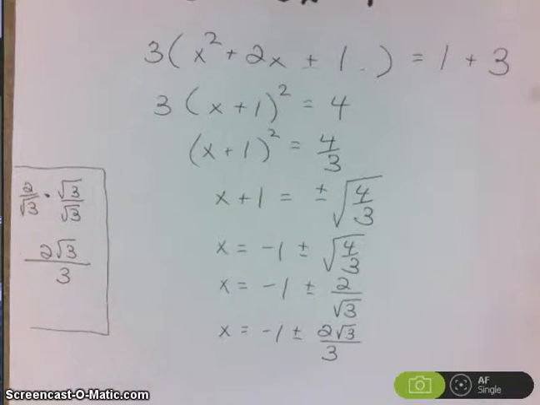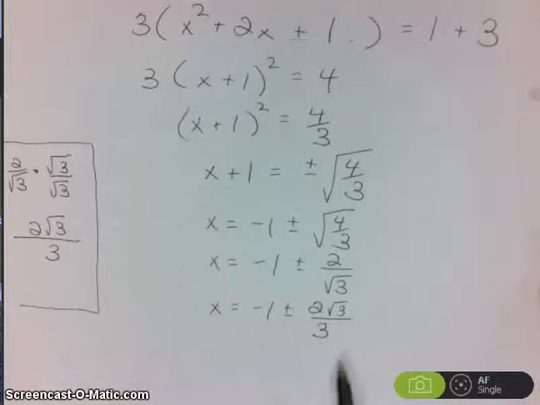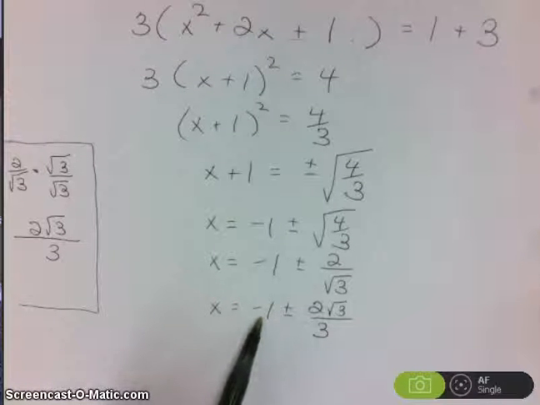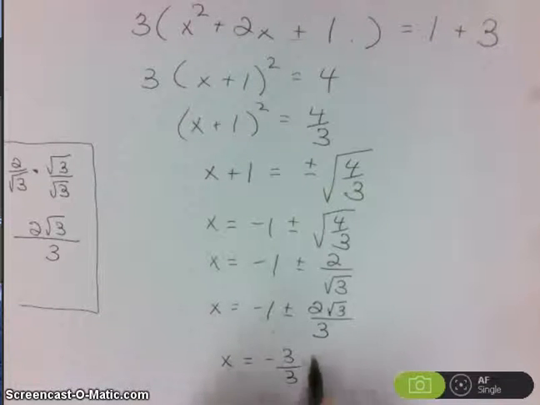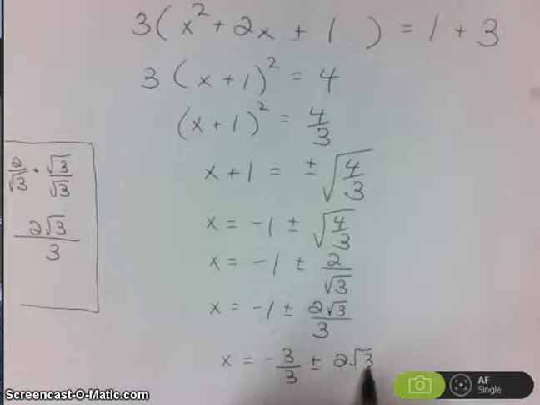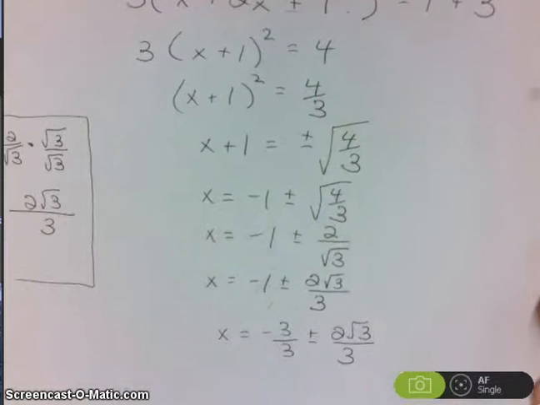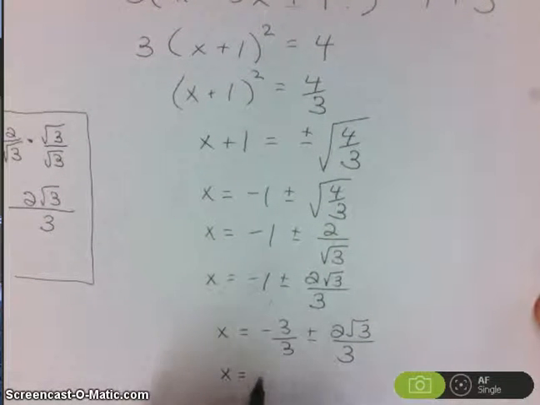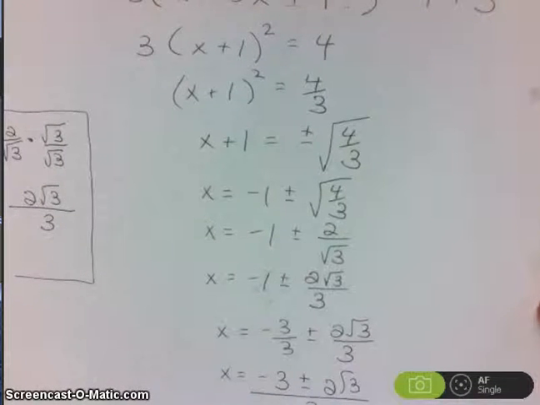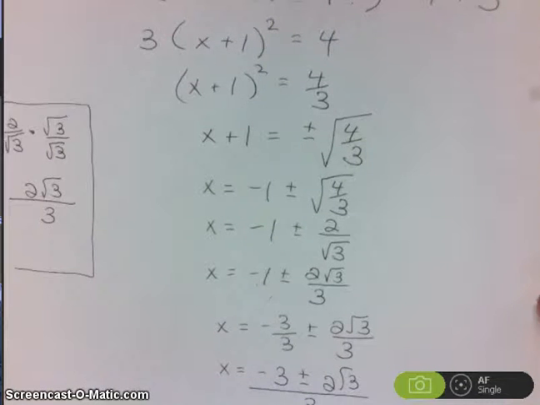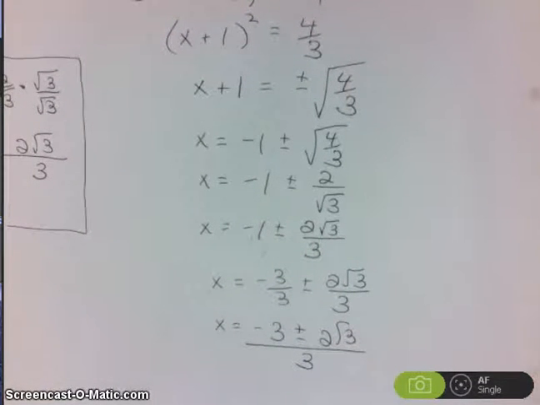Okay. If we wanted to take that one more step, and we don't have to, but if we wanted to, we could get all of this to be just one term. By instead of calling this negative 1, we could call it 3 over 3. So x is equal to negative 3 over 3 plus or minus 2 root 3 over 3. And now we have a common denominator, and so we could call it x is equal to negative 3 plus or minus 2 root 3 all over 3. And there is our final answer.